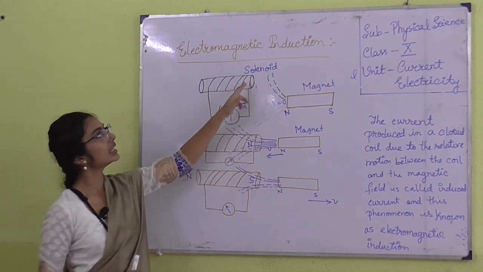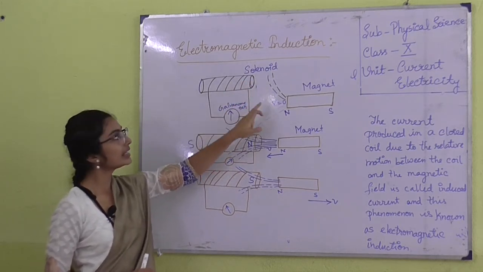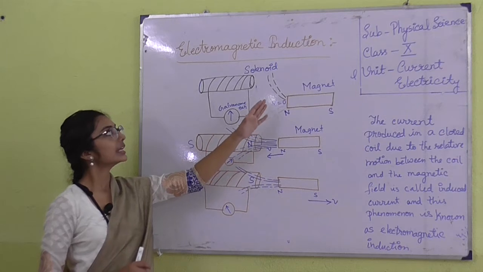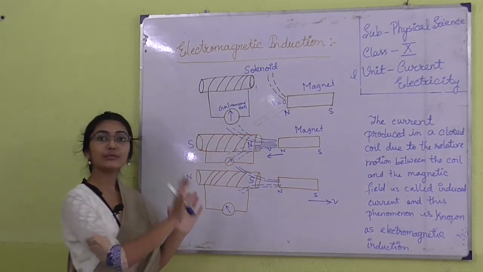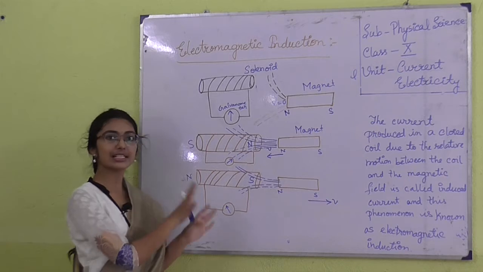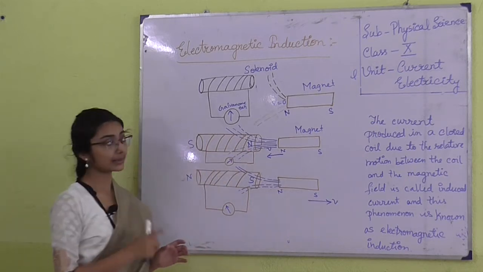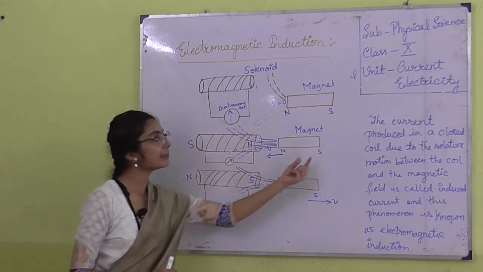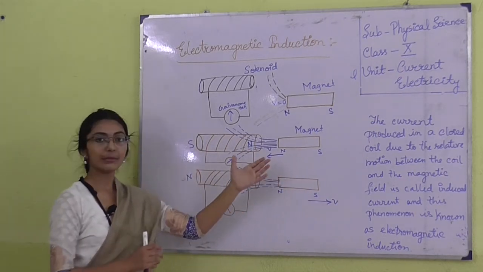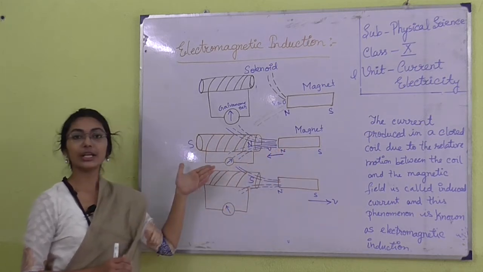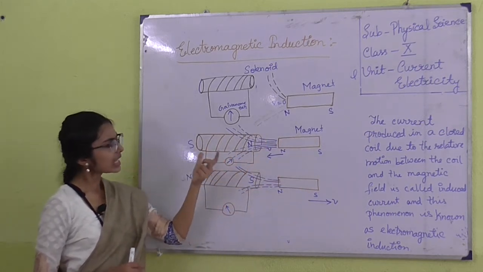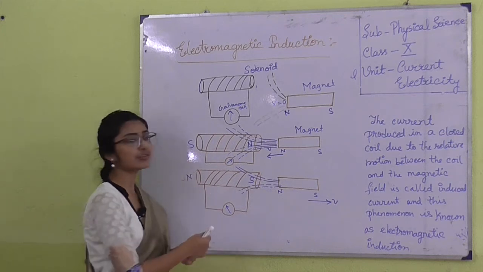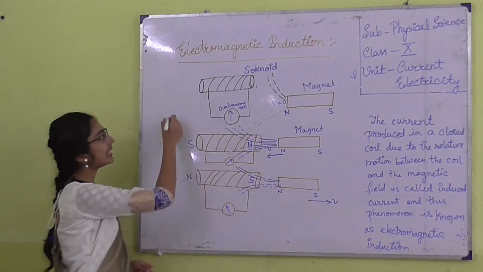The magnet is fixed and the electric circuit is fixed, and no current is passing through the electric circuit, because the magnetic flux is not passing through the solenoid. The solenoid is here, but there is no relative motion, v is equal to 0. The magnet is fixed here, I am not moving it. In the next case, I am moving the north pole of the magnet towards the solenoid, and we can see that there is magnetic flux. Flux means the magnetic lines of force.